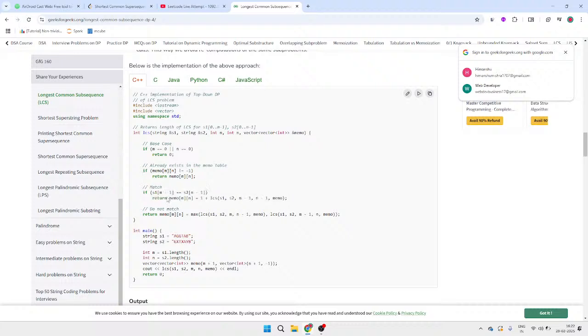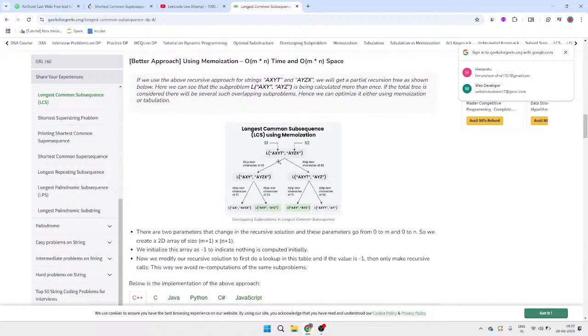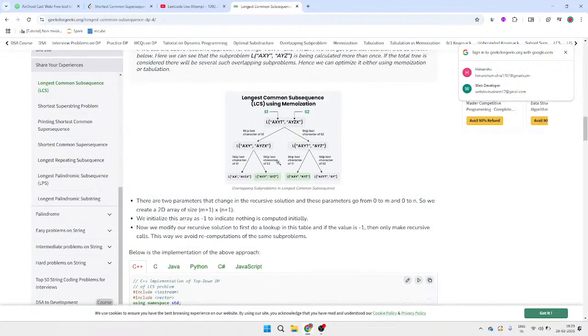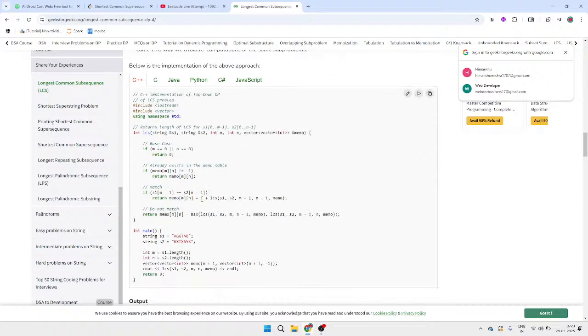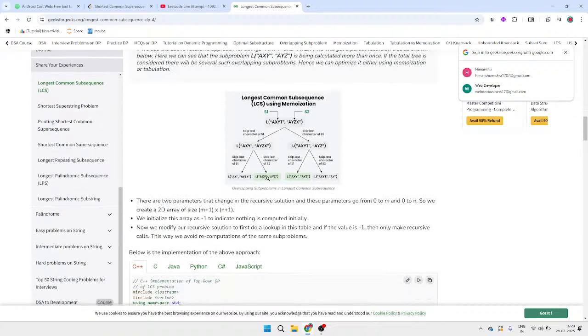Here we have the match. If the last character matches, then they move to the next step. This is the main funda of it. So they saw that, okay, what did they see? If the last character matches, they increase the length and they go to the LCS of the other part. So what does that mean?